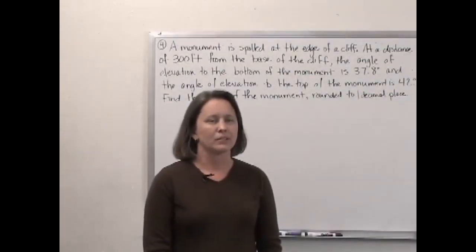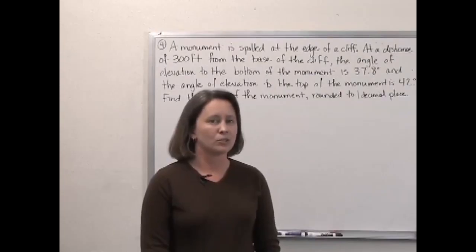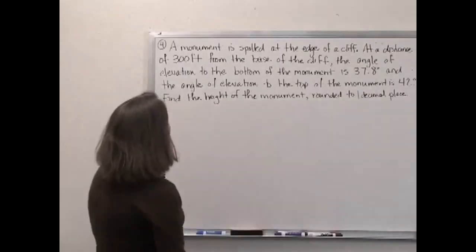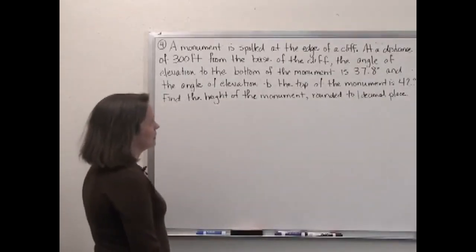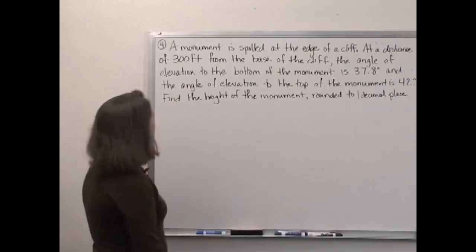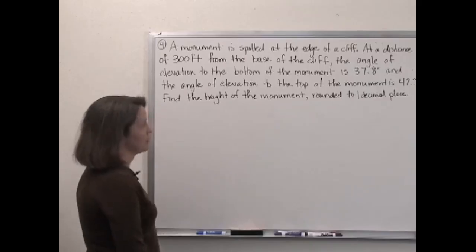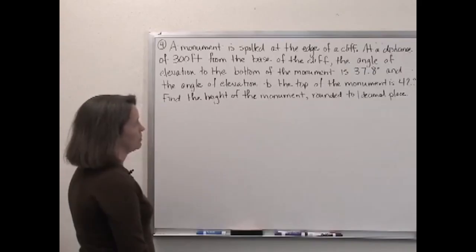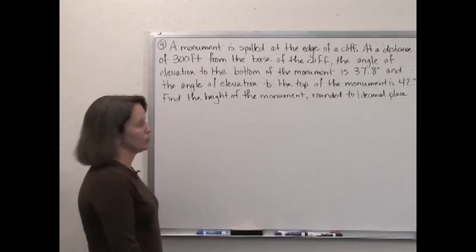This next example is a little bit more complicated. We have to use 2 right triangles to find a missing piece of information. A monument is spotted at the edge of a cliff at a distance of 300 feet from the base of the cliff. The angle of elevation to the bottom of the monument is 37.8 degrees, and the angle of elevation to the top of the monument is 42 degrees. Find the height of the monument rounded to 1 decimal place.